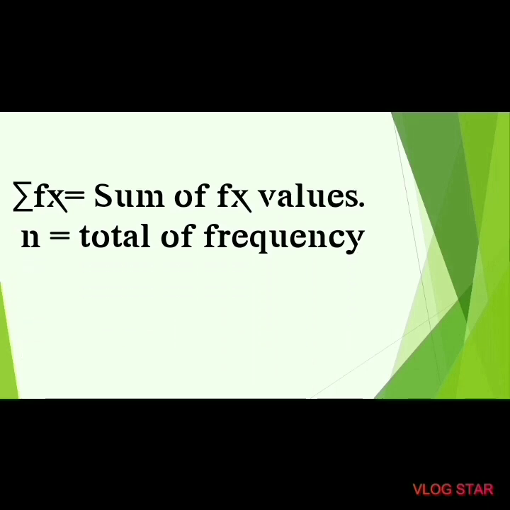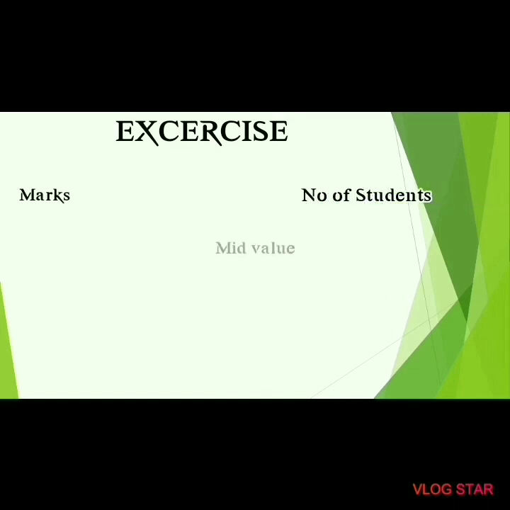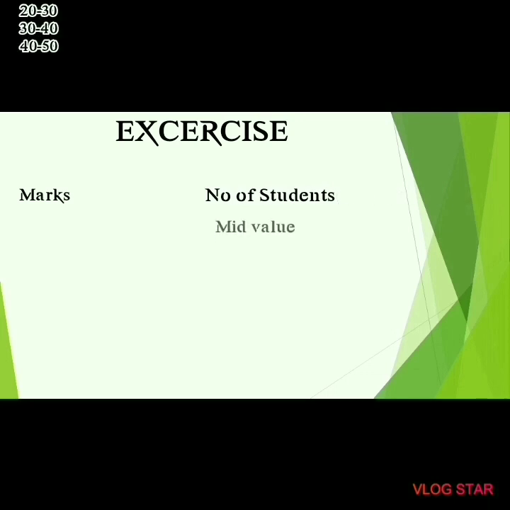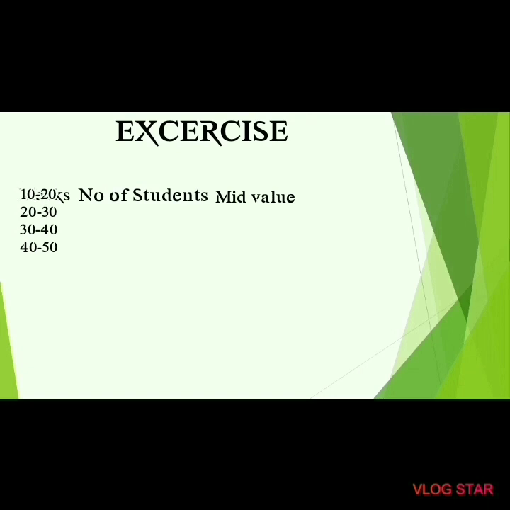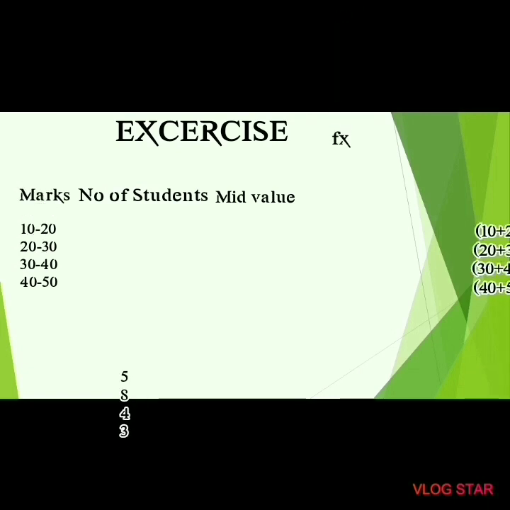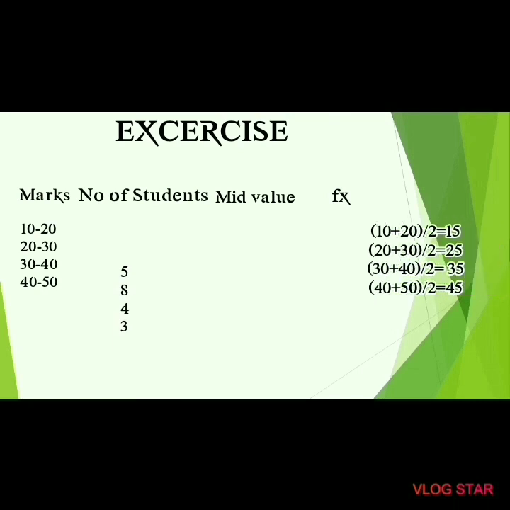So let us see an example. You have been provided with data like marks and number of students in a class. From this, you have to find out the arithmetic mean. The marks are given as 10 to 20, 20 to 30, 30 to 40, and 40 to 50. And the number of students are 5, 8, 4, and 3.